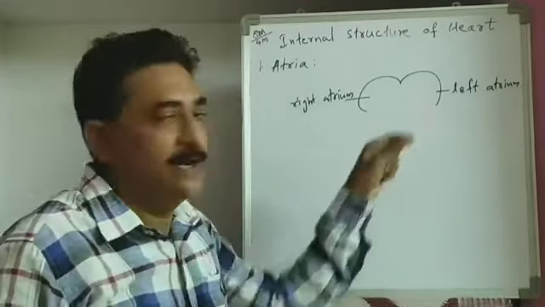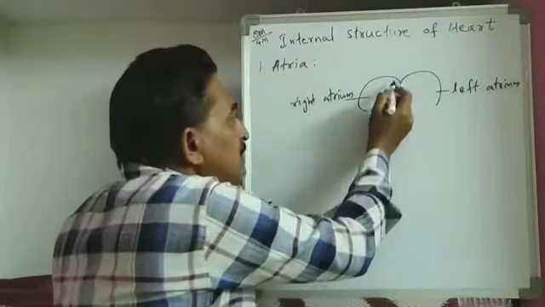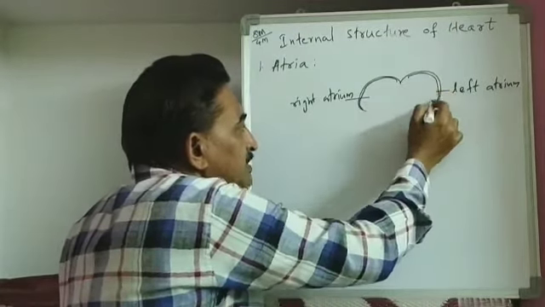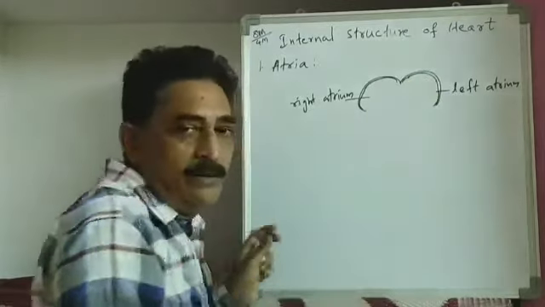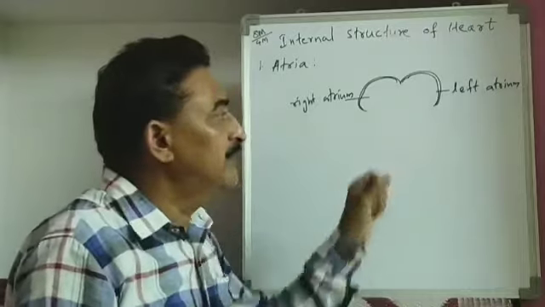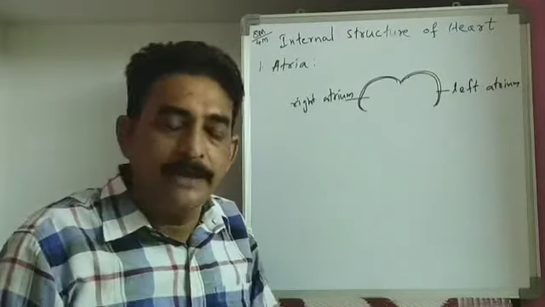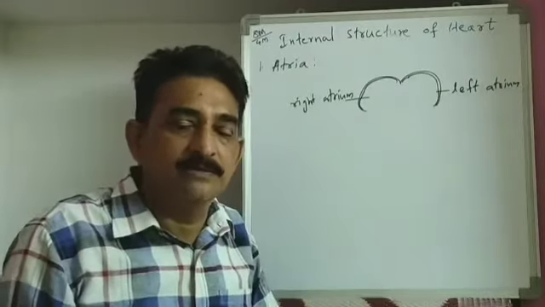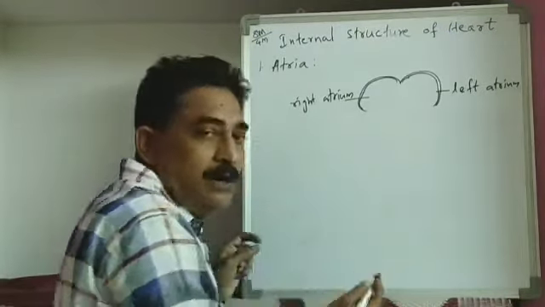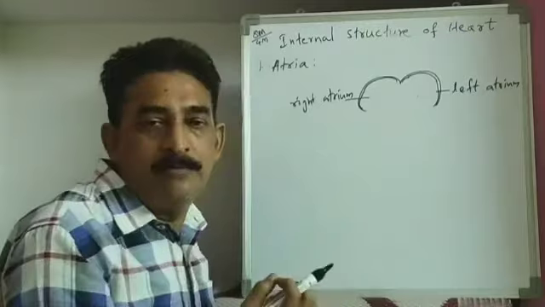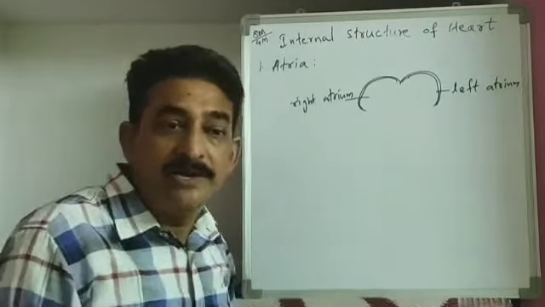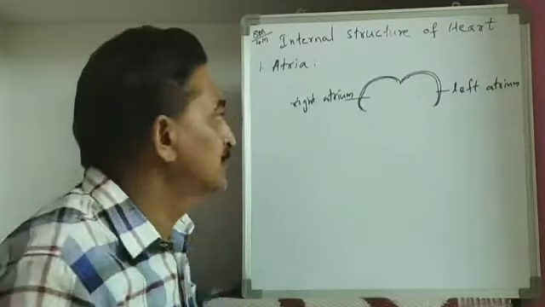Right atrium, left atrium. Thin-walled chambers. These atria walls are very thin when compared to the lower chambers. So, thin-walled 2 chambers, they are receiving chambers. Receiving chambers means these 2 atria receive blood from all the parts of the body. So they are known as receiving chambers.